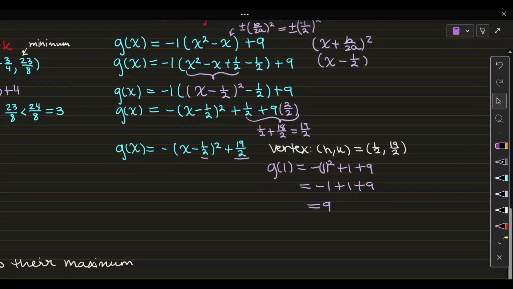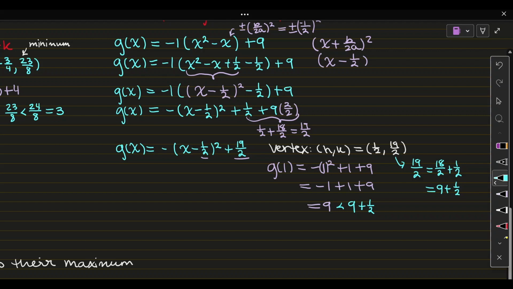Now let's think a little bit about 19/2. What quantity is this? Well, this is the same as 18 over 2 plus 1/2. So this is the same as 9 plus 1/2. 9 plus 1/2 is greater than 9.